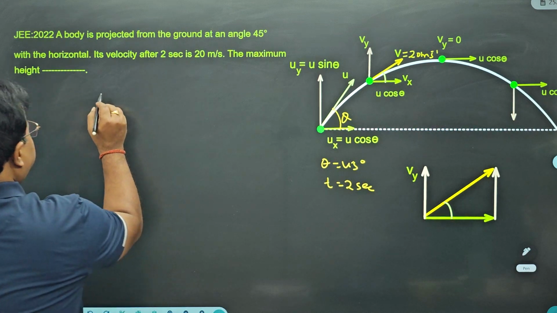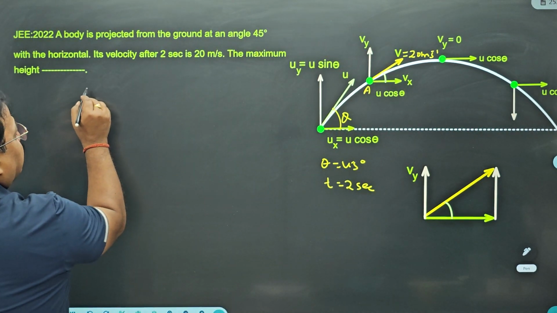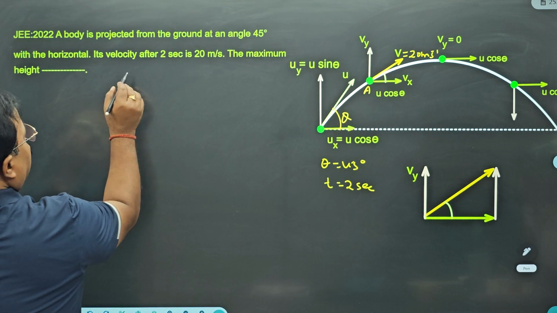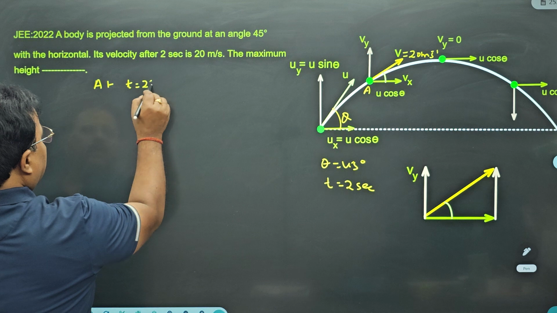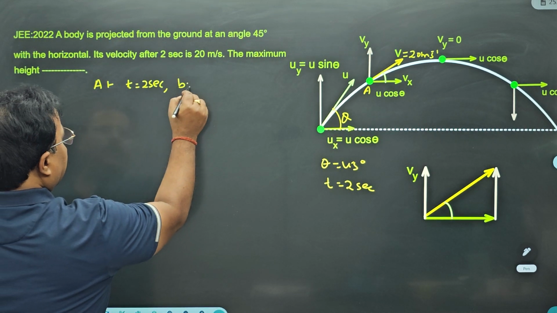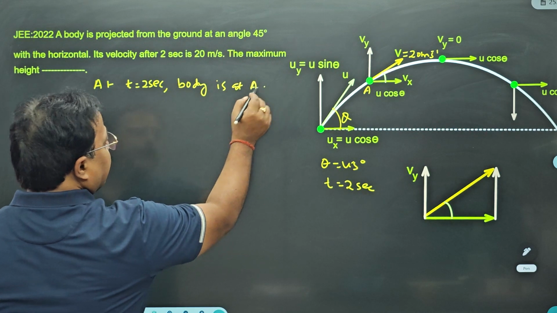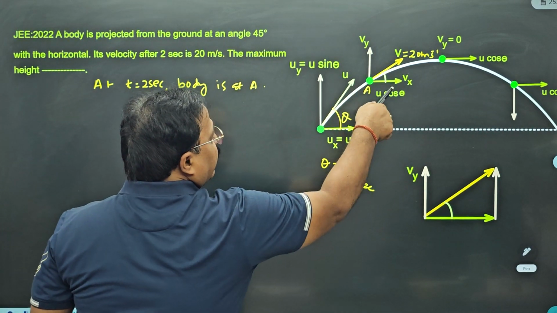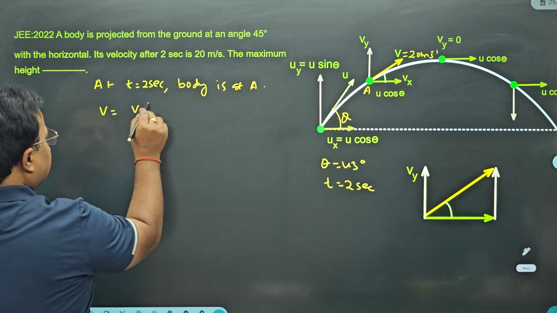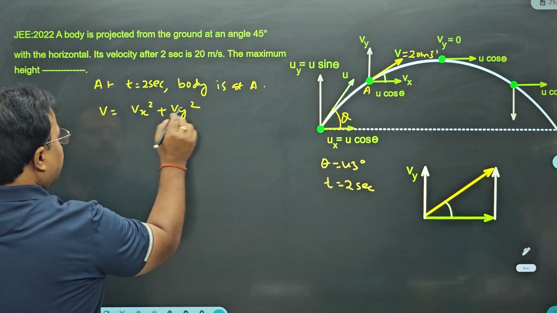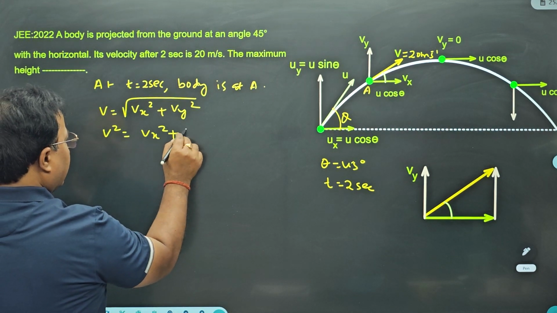Now you tell me, at t equal to 2 seconds, the body under projectile motion is at A. What is the resultant velocity at A? V is equal to the square root of Vx square plus Vy square. So V square is equal to Vx square plus Vy square.